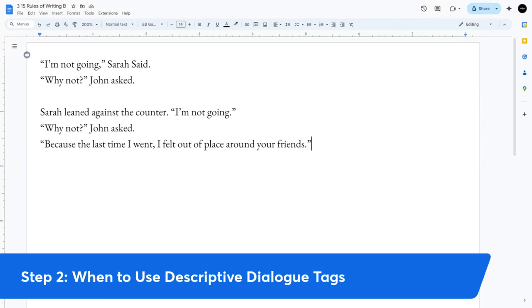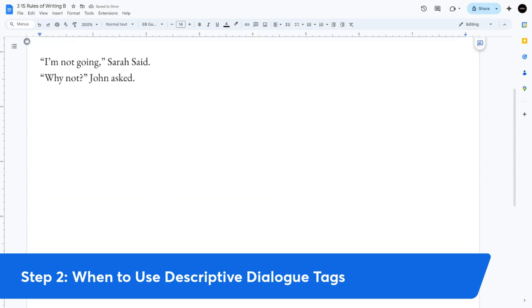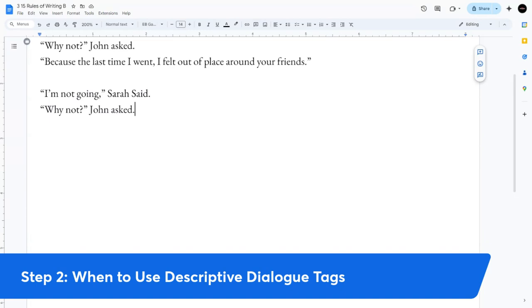With that, what if we took the original? I'm going to put this down here just so we can see the evolution. Okay, so what if we want to be really silly with it? We go, Sarah, let's use the whispered one, whispered. And then let's be really funny, growled. So that'd be, "I'm not coming." "Why not?" See the difference? Again, it's simple, but the tags add that extra emotion to it.